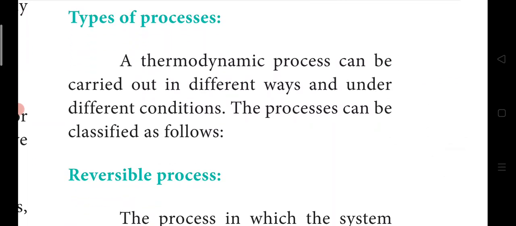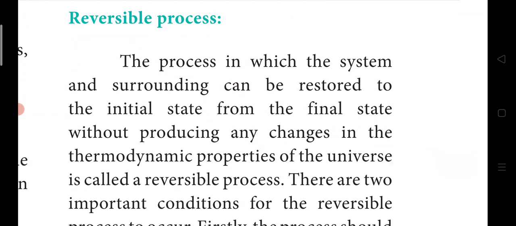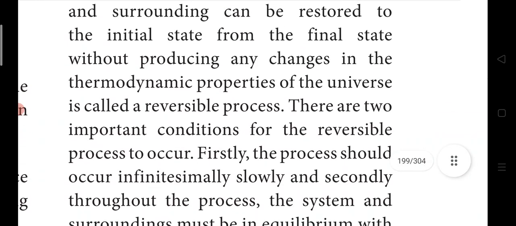So, types of process. A thermodynamic process can be carried out in different ways and under different conditions. The process can be classified as follows. Reversible process: the process in which the system and surroundings can be restored to the initial state from the final state. Reversible means, if a reactant is converted into a product, and that product can be brought back into the reactant again, then it is a reversible process. Yes or no?